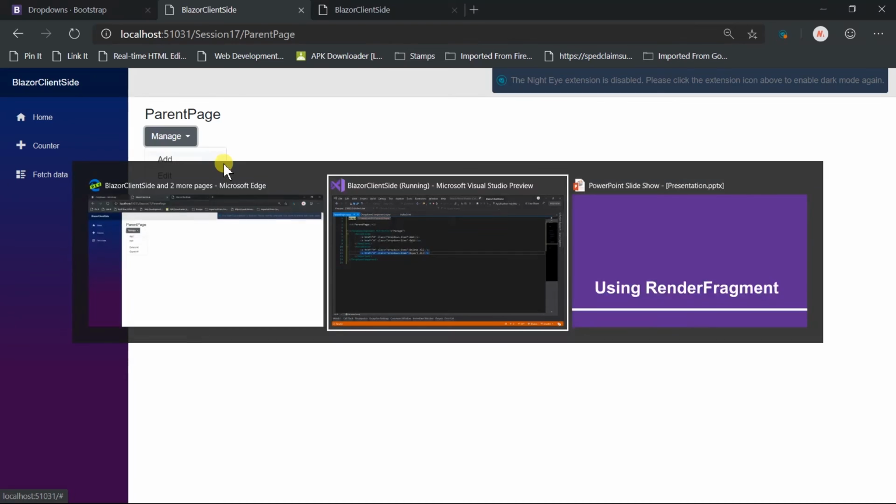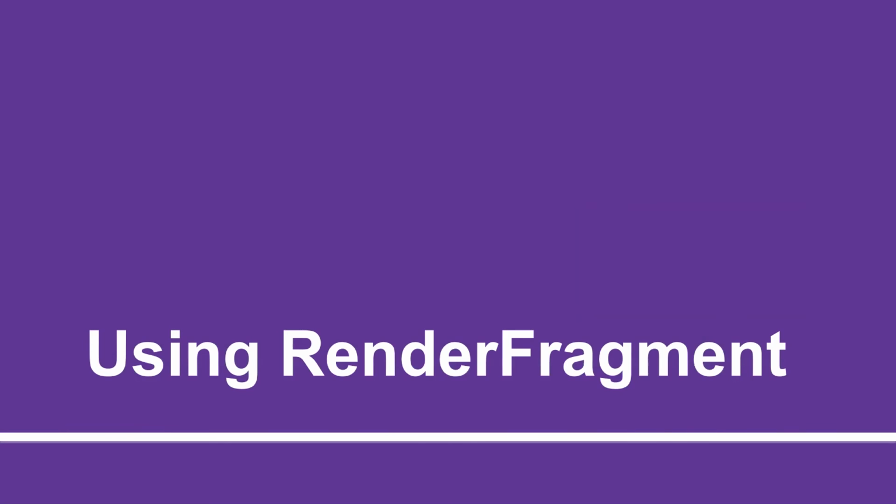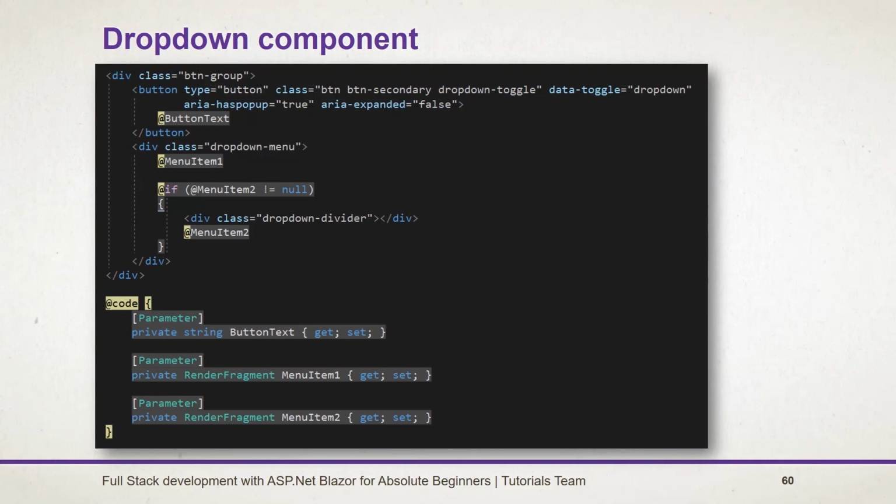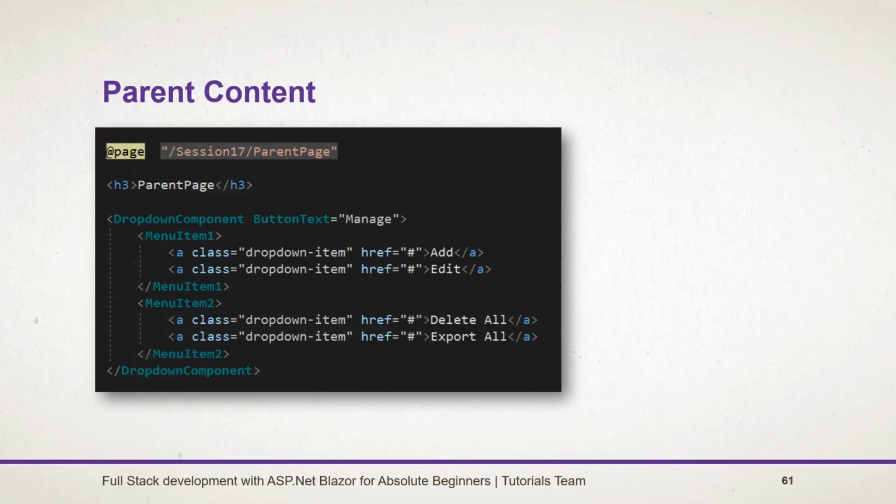Let's see what we have learned in this session. Render fragment is used to create template components in Blazor, just like repeater and grid view in classic ASP.NET. Here we have created two different render fragments for menu items, and those are passed from the parent component. Menu item 2 is optional, so we need to check for null before rendering it.